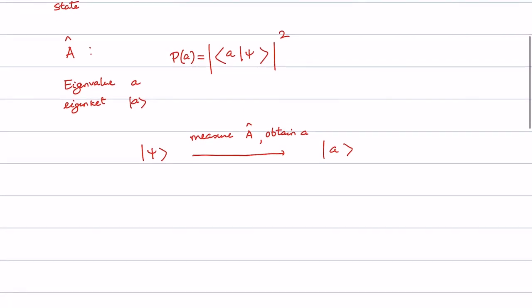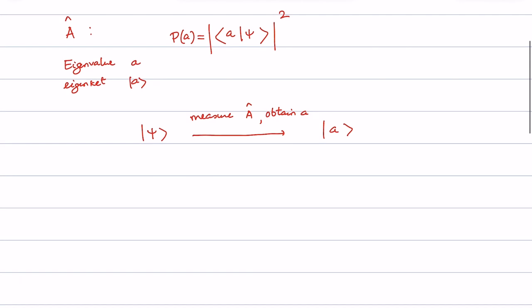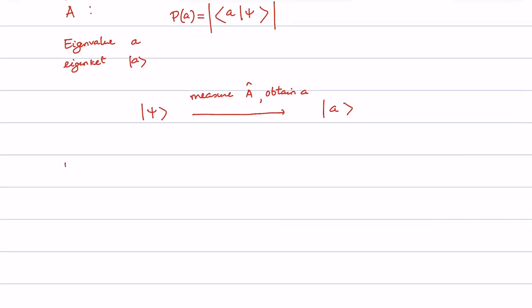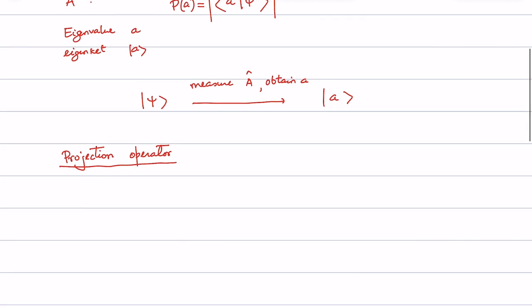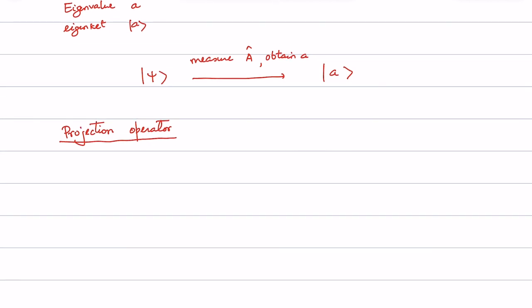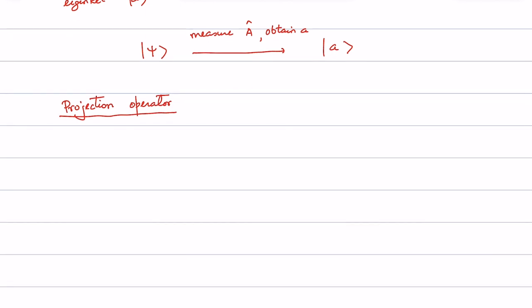To describe this process by an operator acting on the state, we generally introduce the so-called projection operator. Most of you may know this, but let us have a quick recap of what we mean by projection operator. The action of the projection operator is to project the state along another state. Suppose the projection operator is defined as ket a bra a. So this is the projection operator.